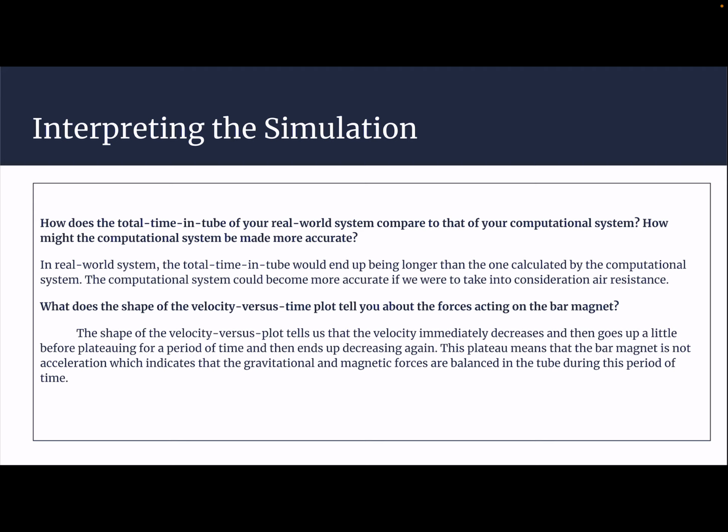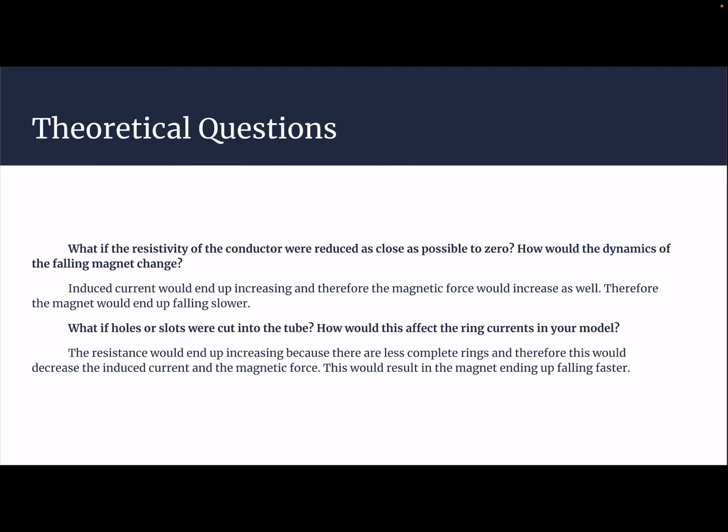Last but not least, we're going to be discussing theoretical questions that we can infer based on what we learned in this experiment. The first question is the following. What if the resistivity of the conductor were reduced as close as possible to 0? Then the induced current would end up increasing, and therefore the magnetic force would increase as well. This means that the magnet would end up falling slower. For our second question, if there were holes or slots in the tube, the resistance would end up increasing due to the fact that there are less complete rings, and therefore this would decrease the induced current and the magnetic force. Unlike the first question, this would result in the magnet falling faster.